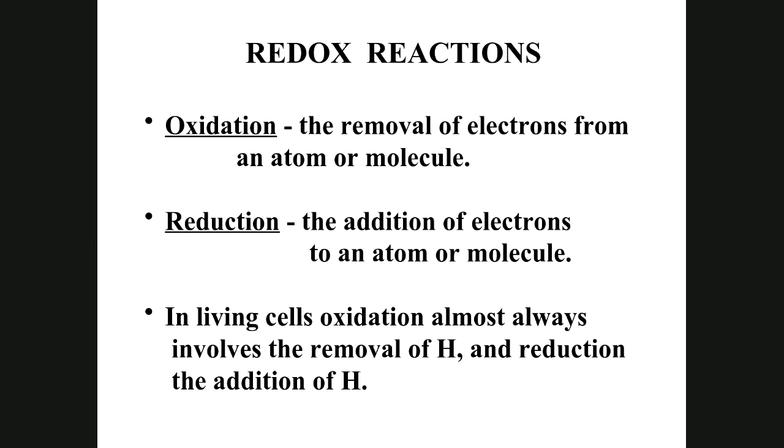So oxidation is the loss of electrons, reduction is the gaining of electrons. Now here's something that's kind of important here. We'll get to this a little bit more later. In living cells, oxidation almost always involves the removal of hydrogens also, and reduction, the addition of hydrogens. That's because there is a carrier molecule that picks up the electrons. It also picks up some hydrogens and transfers them somewhere else. And we'll see that on another slide set later.